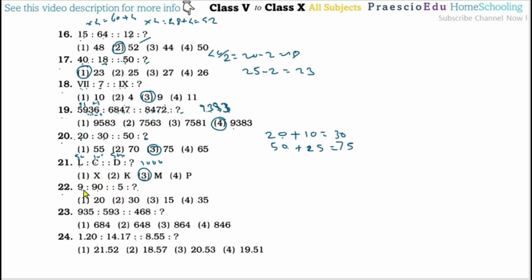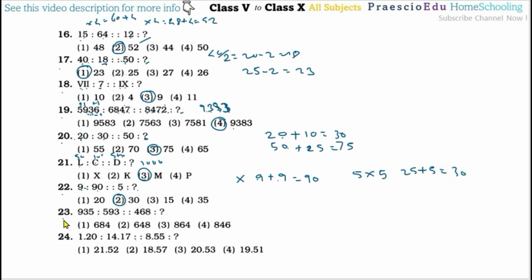So here 9 means multiply by this same number, and then plus the addition of this same number, means 9 multiplied by this 9 and then addition of this same number, we can get 90. Likewise 5, so 5 multiplied by this 5, we are getting 25, plus this 5, means this is a 30. So this is the option number 2.